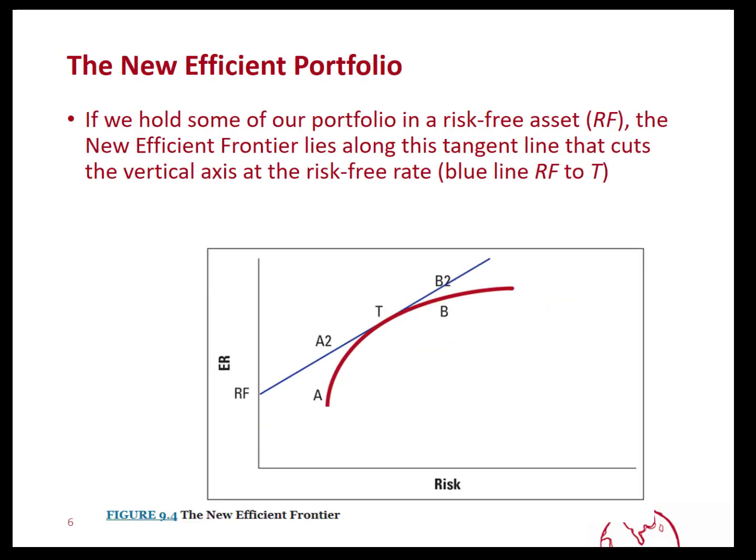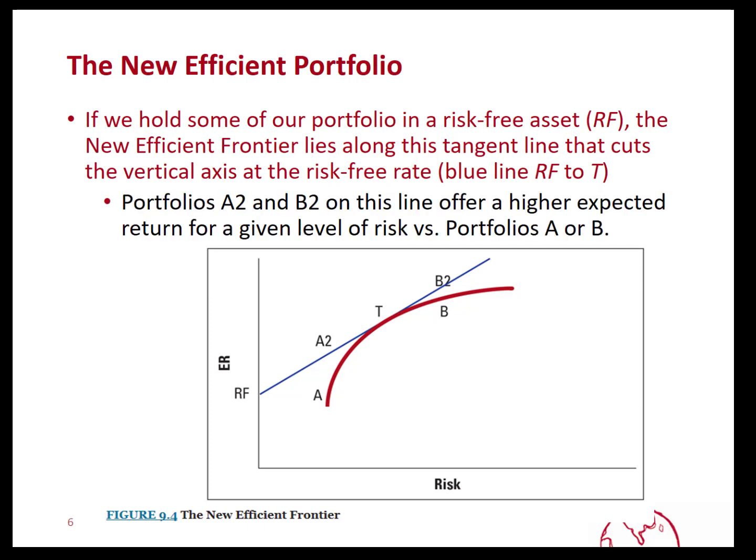So given that some people will prefer to hold a risk-free asset and others will want to hold the risky asset, the insight is that you can combine a risk-free asset with the risky asset and get different combinations that lie along this blue line. So if the red line is the efficient frontier, then the new efficient portfolio is some combination of the risk-free asset and different portfolios. You can either invest only in the risk-free asset or you can borrow at the risk-free rate in order to buy more of that risky portfolio.